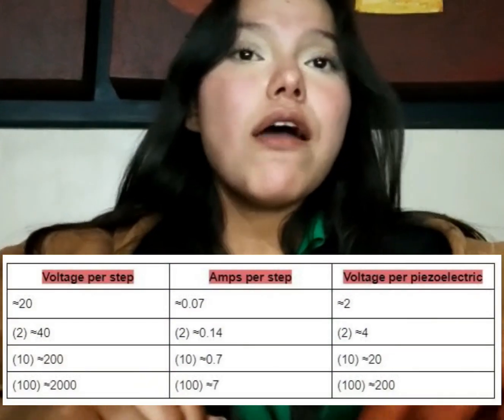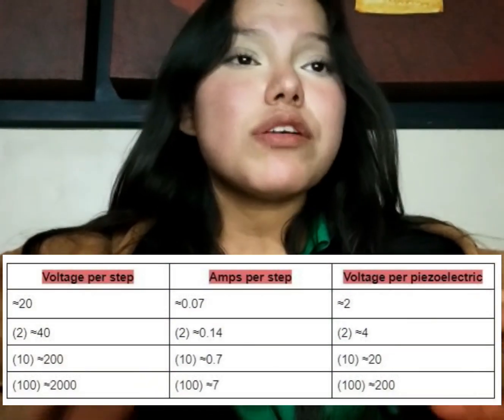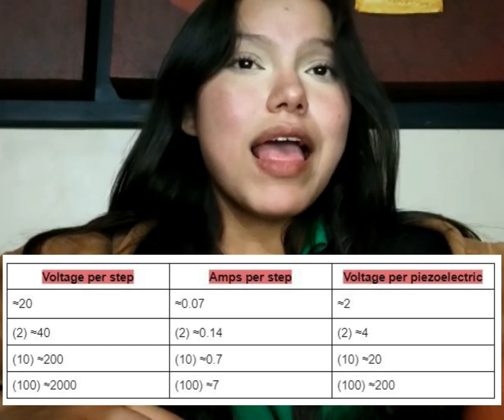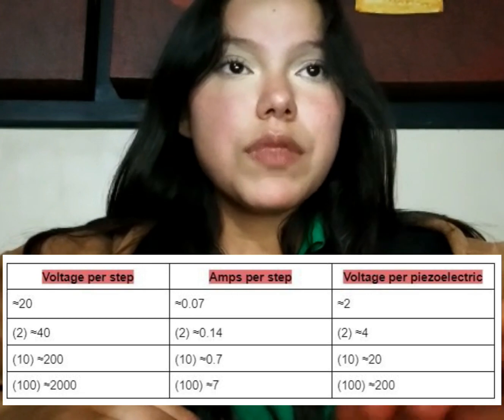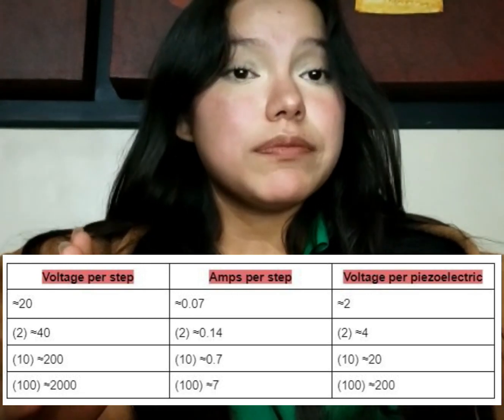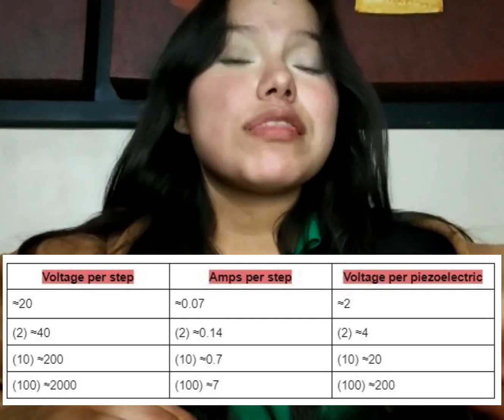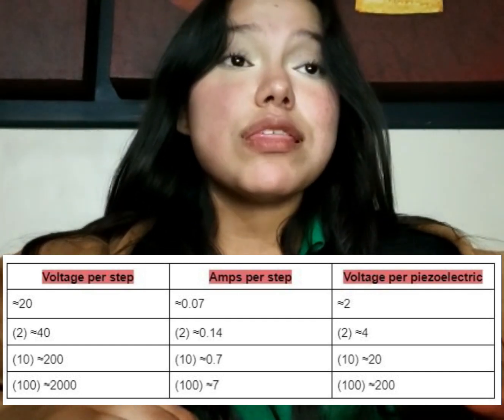So now I will explain the collected data of the experiment and why it increased exponentially. All these values are just approximate. First, in our prototype, we use 10 piezoelectrics. Every single one generates about 2 volts. Then, the voltage per step is around 20 volts, meaning that if we give 2 steps, the volts are going to be 40. Now, the amperes per step are 0.07. That means if we give 2 steps, the amperes are going to be 0.14.